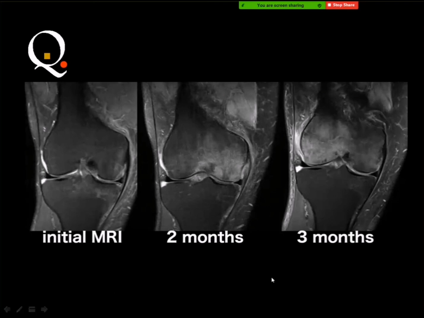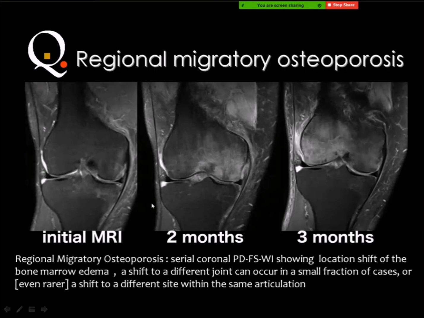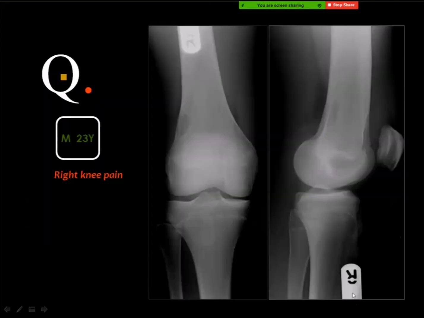Transient osteoporosis. Yes, migratory osteoporosis. And you see there was some edema here, and after 2 months it's big. After 3 months it has migrated to the opposite condyle. If you see the edema migrating from one joint to another, from one condyle to another, this is migratory osteoporosis. If it is persistent in the same condyle, this is regional osteoporosis.